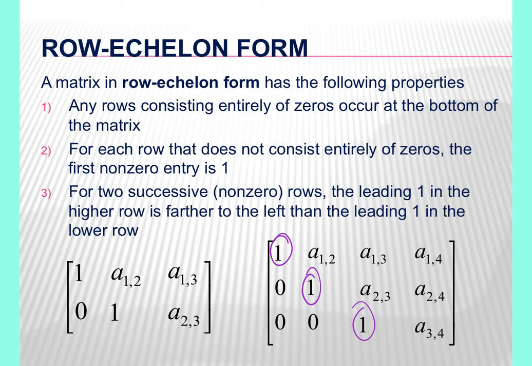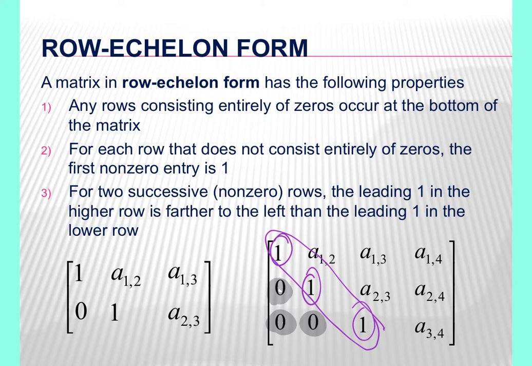The third thing is, for two successive, which is not successive, one after the other, non-zero rows, the leading one in the higher row is further to the left than the leading one in the lower row. This means that a diagonal is formed. So in simplest terms, row echelon is a diagonal of ones starting at the top left and working its way down with only zeros in front of it.